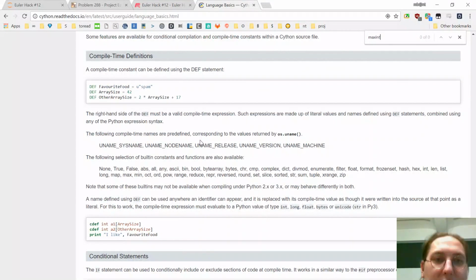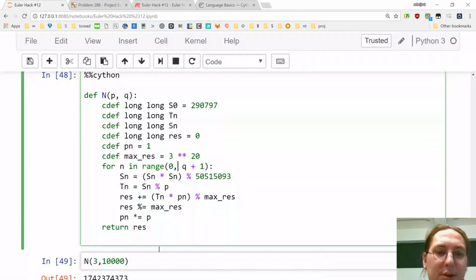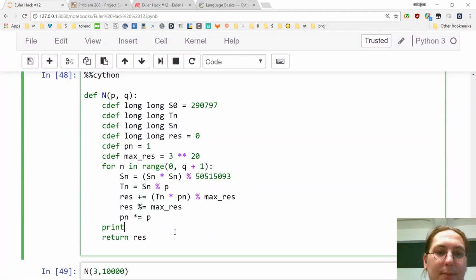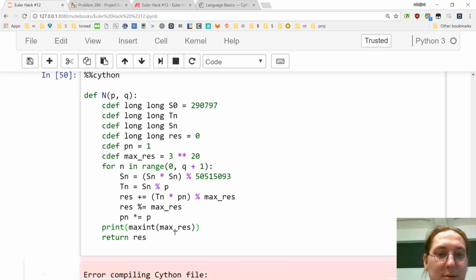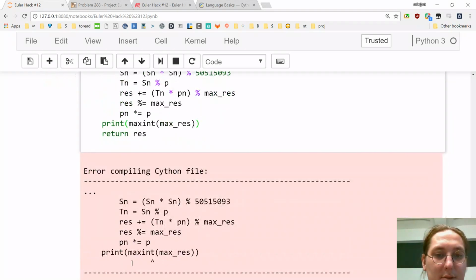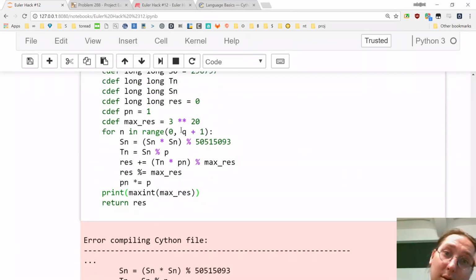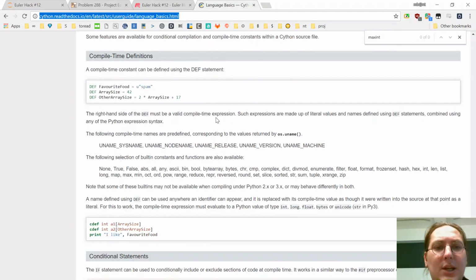I'm not sure this is the case here. Python does not have the maxint function. I doubt it, but I suppose we can try. So we're saying, let's say max res, and you say there's a function maxint? I think so, yeah. No, it is not. Undeclared name, not built in, okay.